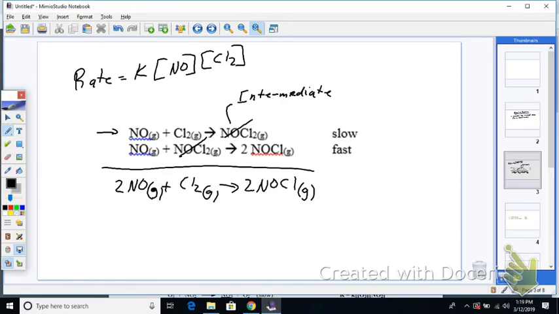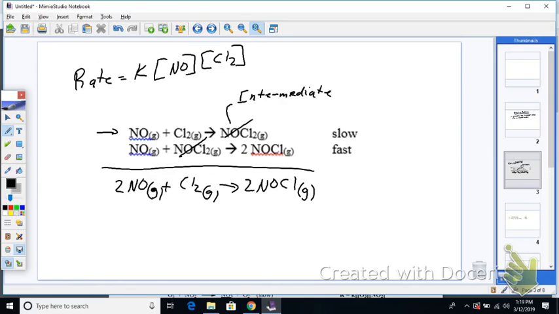That's the rate law. So we'll do a couple more of these. But before we do that, I want to show you how this fast step is dependent upon the slow step. So this can go as fast as you want, but it's dependent upon the slowest step.